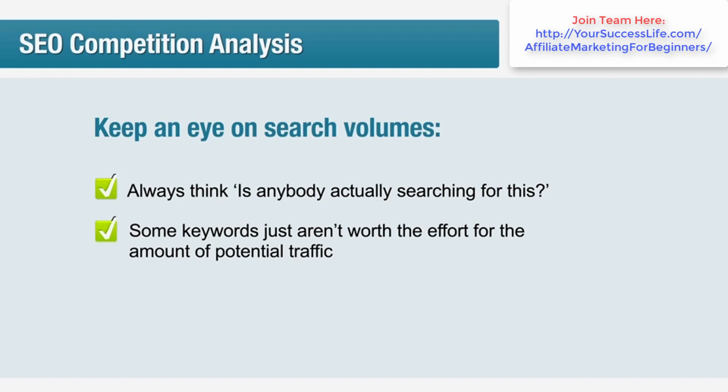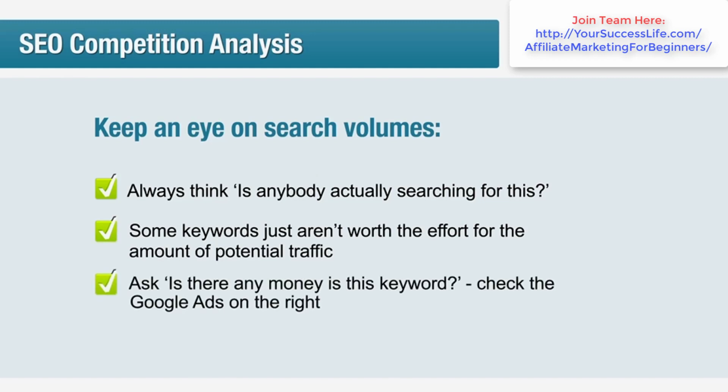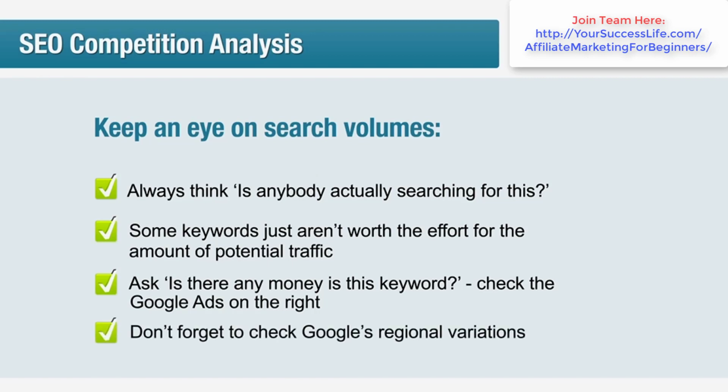Another important consideration when choosing a keyword is whether there's actually any money in the market. If you find a keyword that seems easy to rank for, ask yourself if there's any reason for this. Is it undiscovered or unprofitable? A good indicator is whether there are any Google ads on the right of the search engine results. If people are paying to get traffic to these sites, then there must be some money to be made. When checking this, be sure to account for Google's regional variations. If you're searching from outside of the United States or Canada, you might not see as many ads as you should.